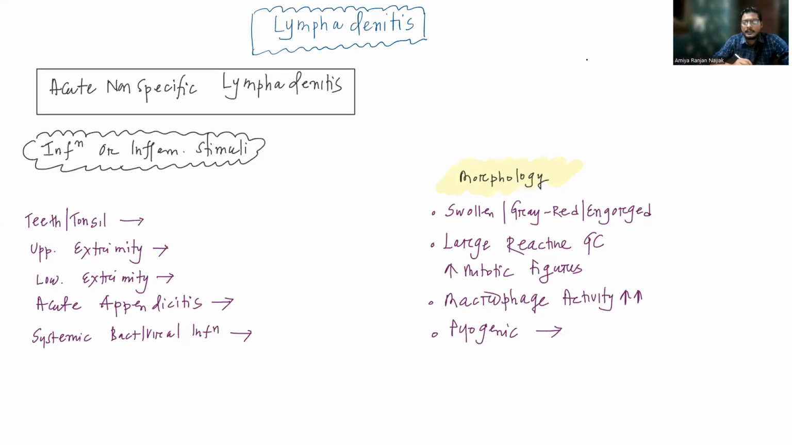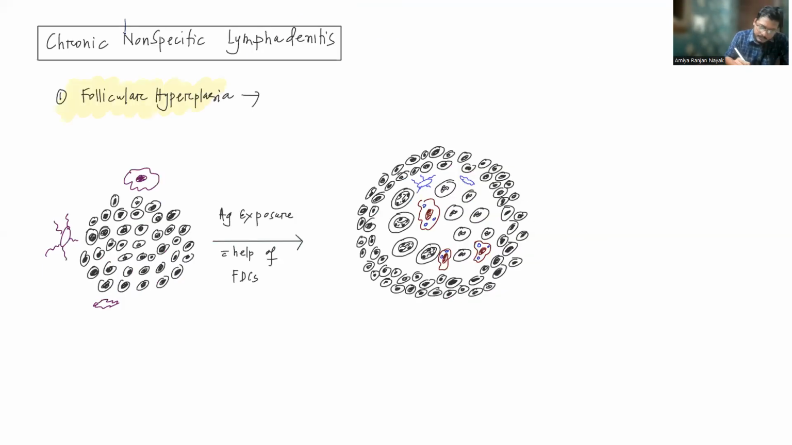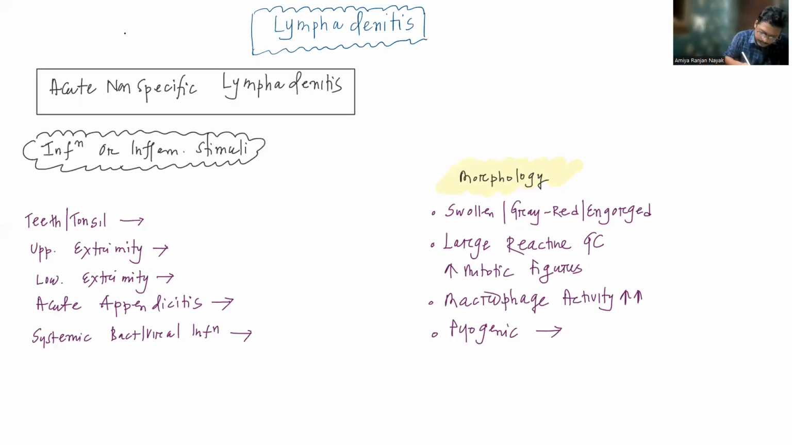Hello everyone. In this lecture, we are going to discuss lymphadenitis. Basically, lymphadenitis means inflammation of the lymph nodes. This inflammation can be acute or it can be chronic inflammation.